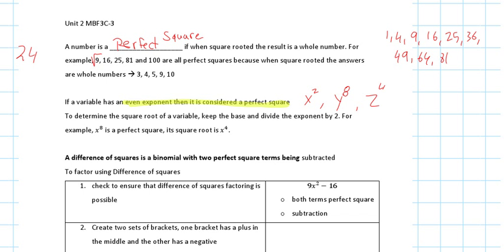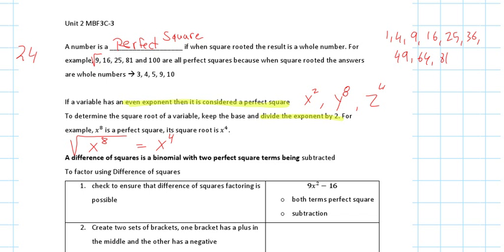Okay. So if I have one of these perfect square letters, and I want to square root it to find the answer, okay? If I want to square root an x to the power of 8, what happens is you divide the exponent by 2. So the square root of x to the power of 8 is x to the power of 4, because I divide 8 by 2.